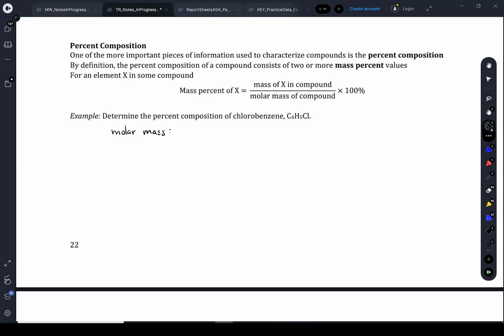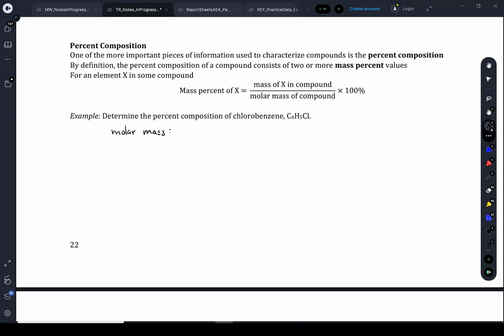If you forgive me, I'm not going to write that out. I'm going to just say it. So six times carbon, which is 6 times 12.01, plus five hydrogens, 5 times 1.008, plus chlorine is 35.45. You don't ever need to show your work doing that unless the question specifically says show your work.